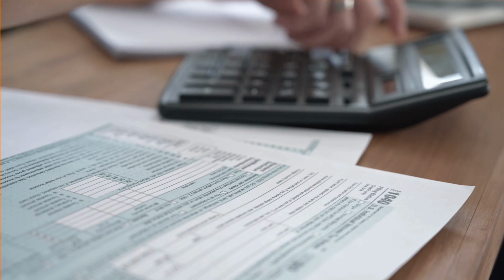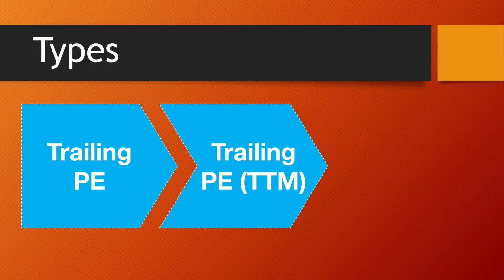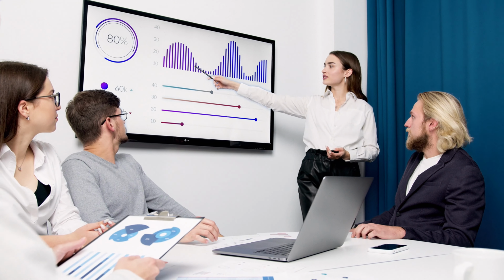Let's start with the calculations of the PE formula. There are 3 different types of PE ratio calculations. There's the trailing PE, the trailing PE TTM, and the forward PE. Let's walk through each of these formulas step by step.